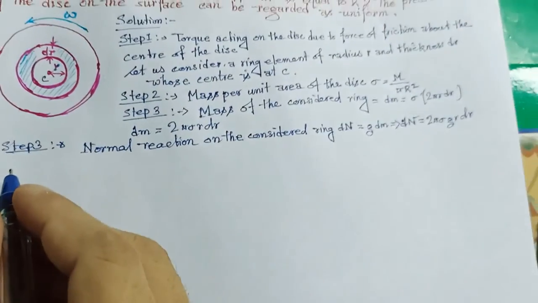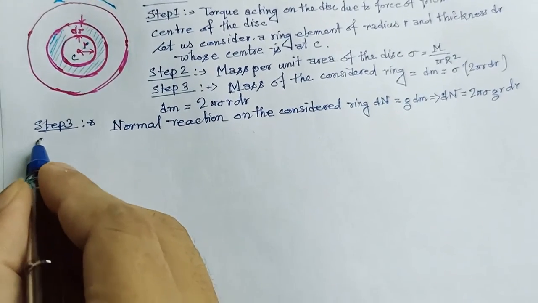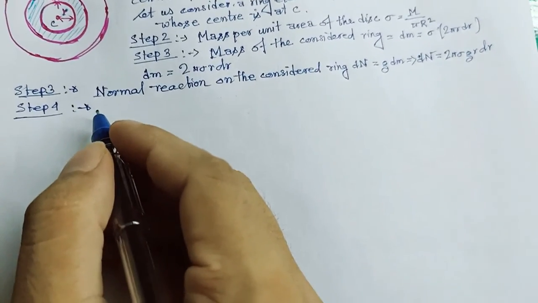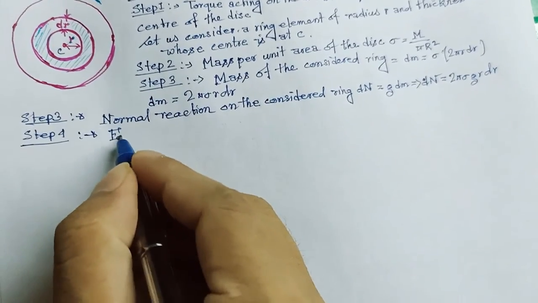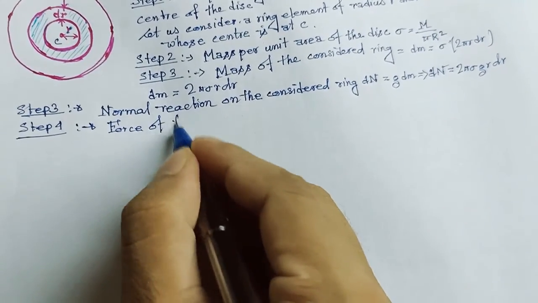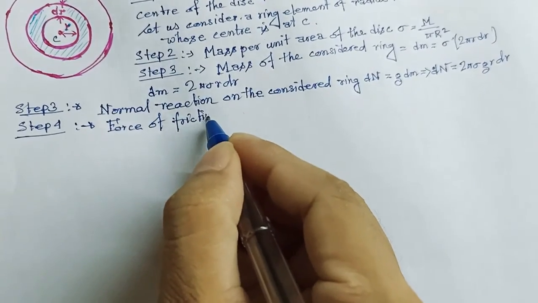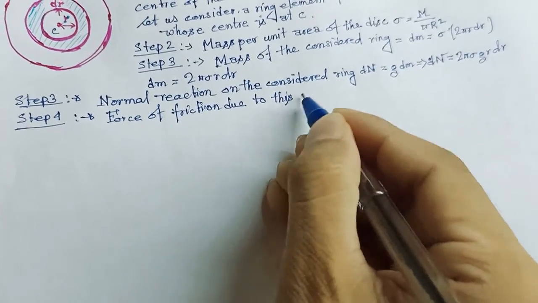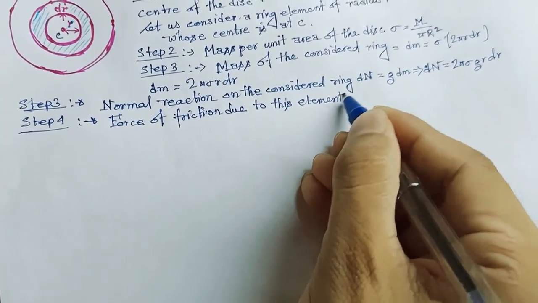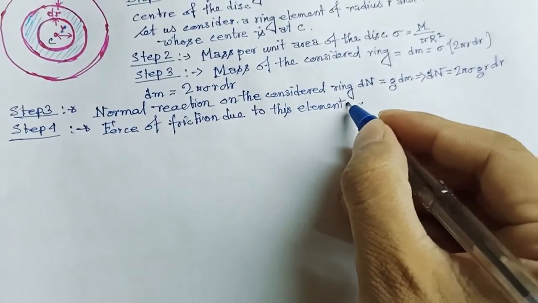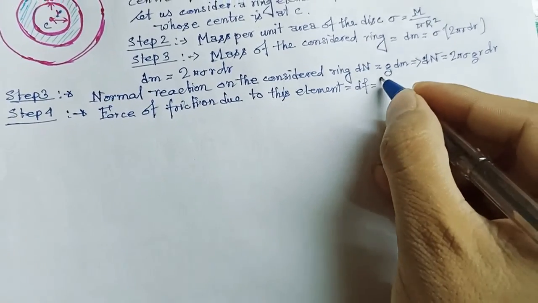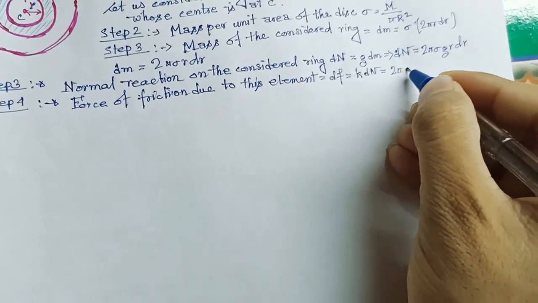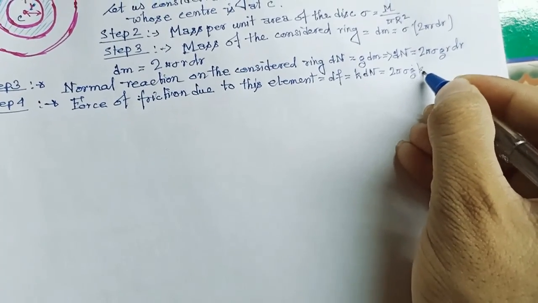Now step 5. We have to calculate the force of friction due to this ring element. The force of friction due to this ring element will be dF, and dF is equal to k into dN. So that will be 2 pi sigma g k into r dr.